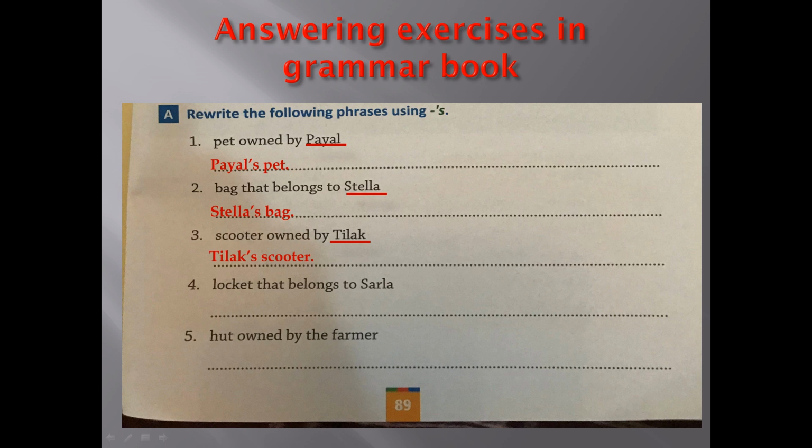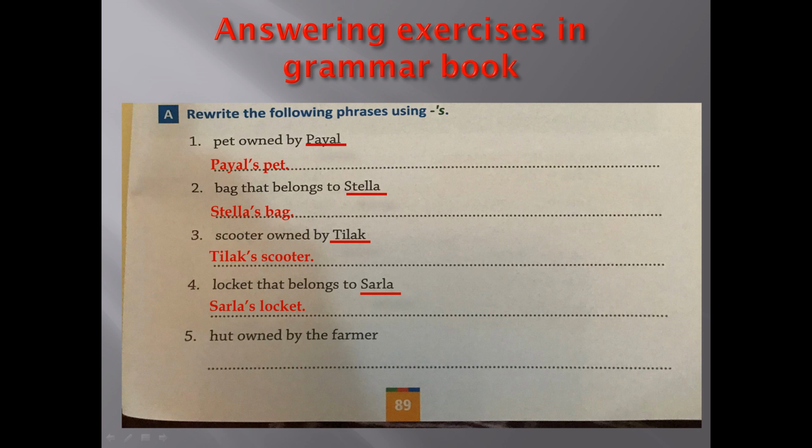locket that belongs to Sarla. So I want to show that this locket belongs to Sarla. Sarla is the one who owns this locket. I will simply write Sarla's locket. So Sarla apostrophe at the top after the noun, Sarla's locket. Very easy. The last exercise, kids, please help me to solve it.